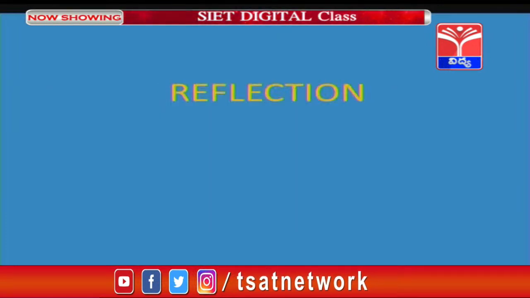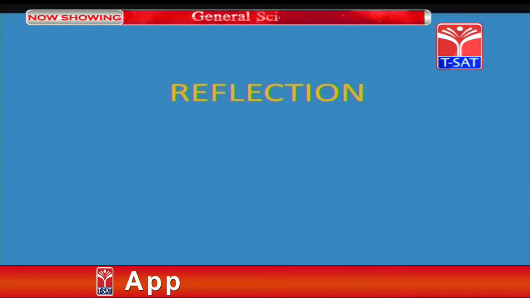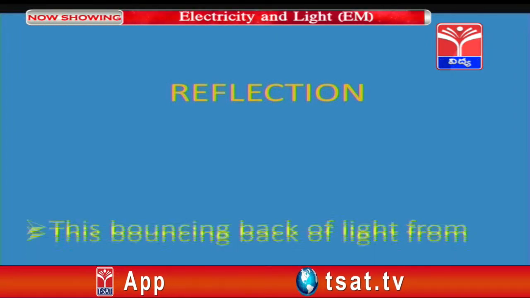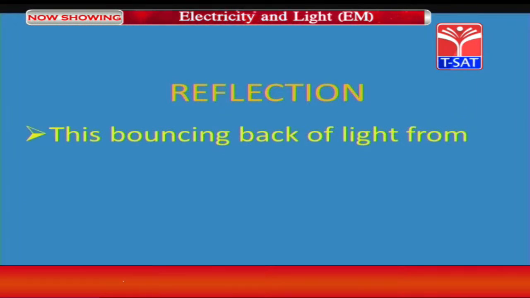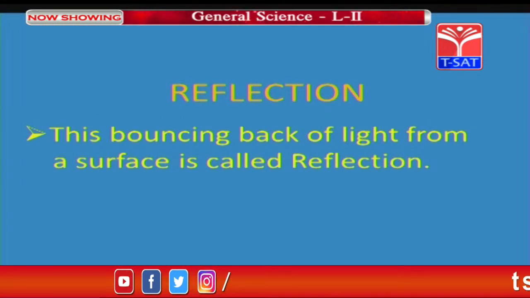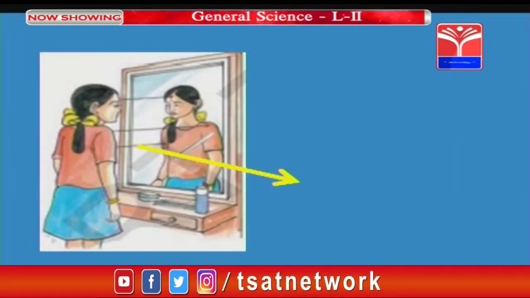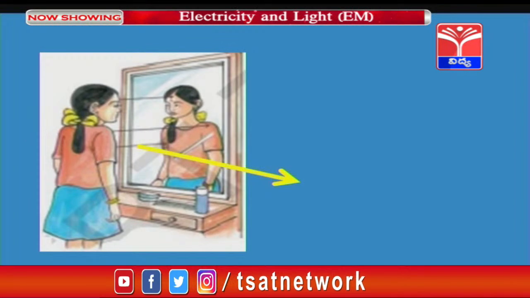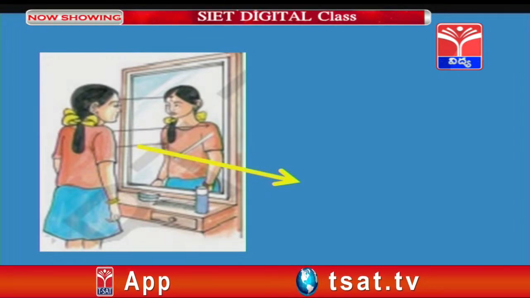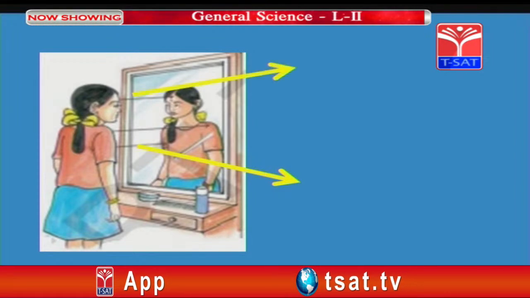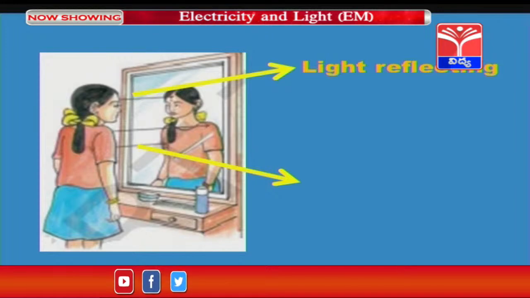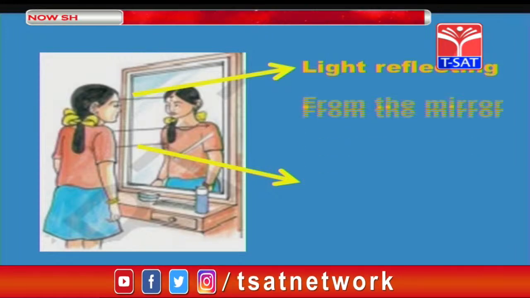Now, reflection. What is reflection? Is there any difference between reflection and shadow? Now let us look into it. This bouncing back of light from a surface is called reflection. Now you see, there is a girl. Now she is looking at her face in the mirror. What is happening inside the mirror? Let us see. Light is reflected from the girl's face into the mirror.